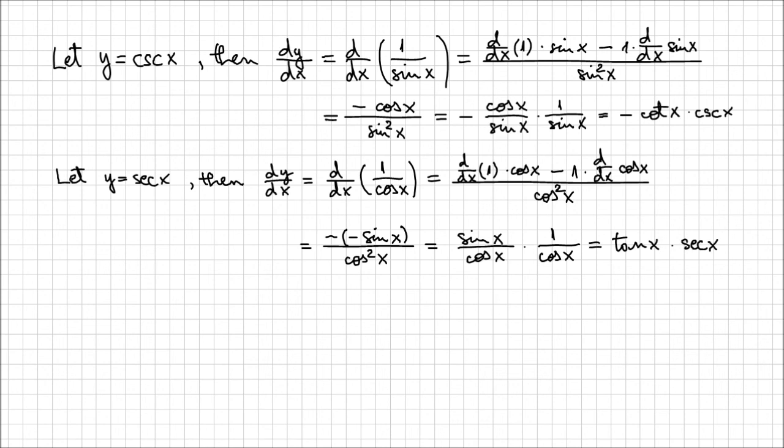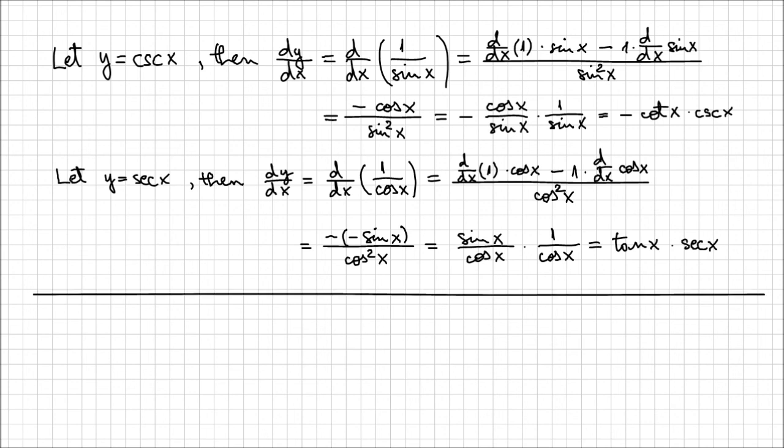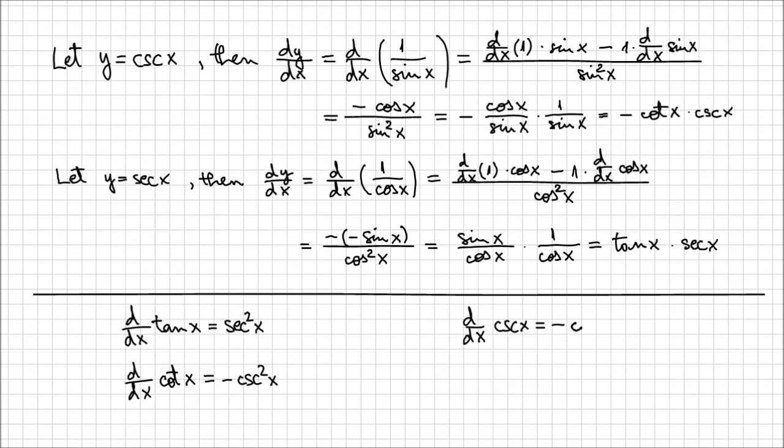So to conclude this lesson, let's review the results that we found for all 4 functions. We're going to say that the derivative of tangent of x is secant square of x. Derivative of cotangent of x is minus cosecant square of x. The derivative of cosecant of x is going to be minus cotangent of x times cosecant of x. And the derivative of secant of x is going to be tangent of x times secant of x.